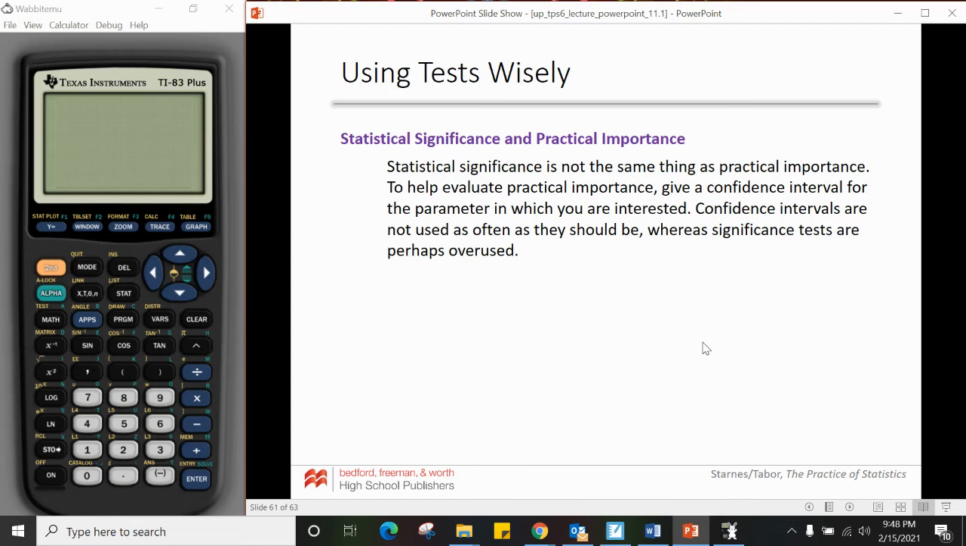This is kind of the last section for this video and for this chapter, but it's called using tests wisely. So they say statistical significance and practical importance. Statistical significance is not the same thing as practical importance. To help evaluate practical importance, give a confidence interval for the parameter in which you are interested. Confidence intervals are not used as often as they should be, where significance tests are sometimes overused.